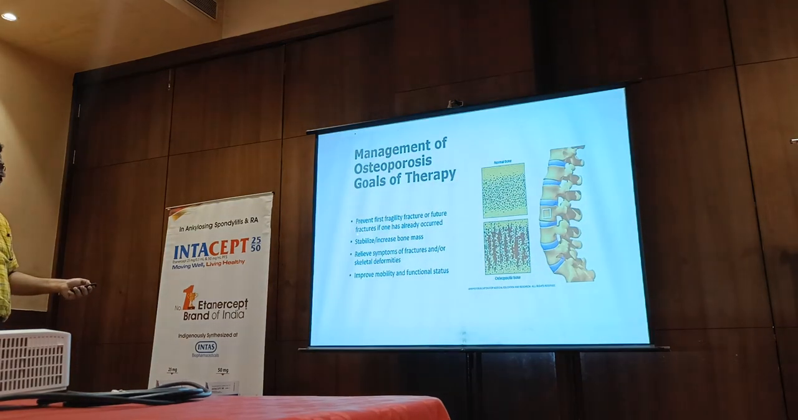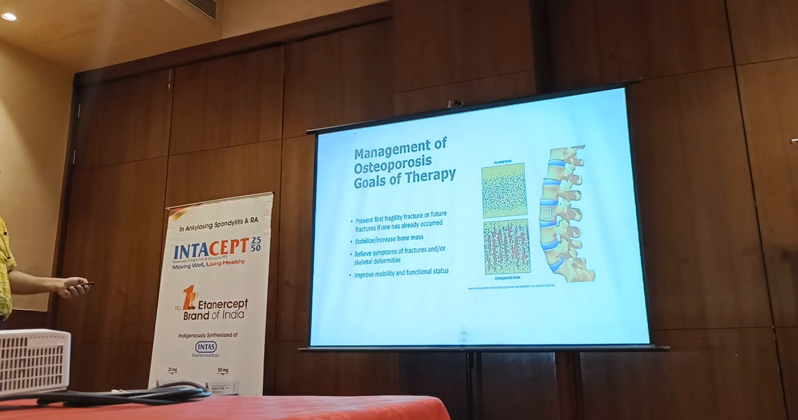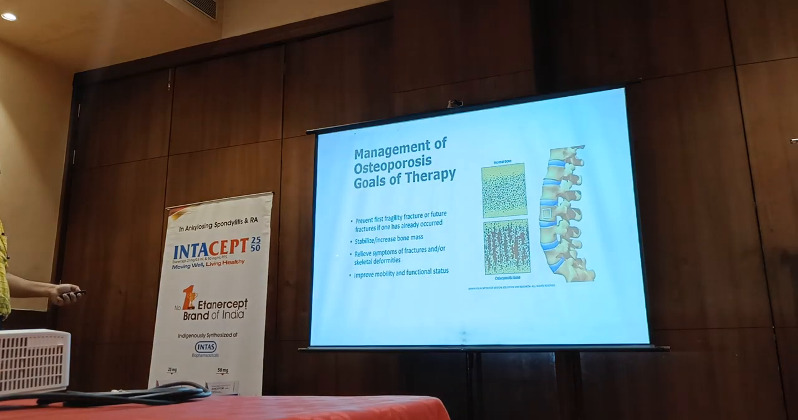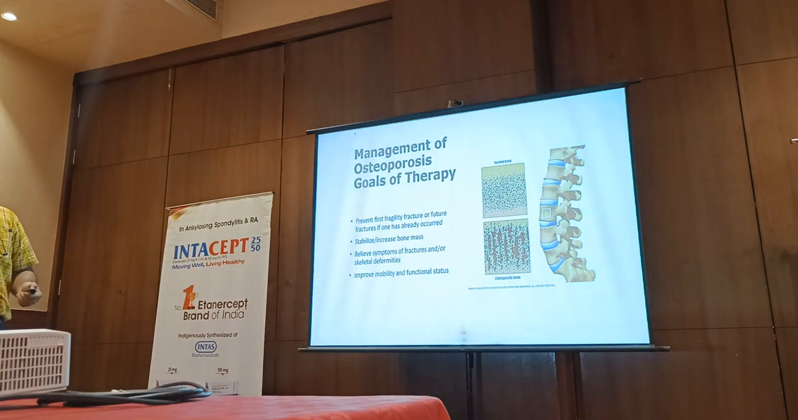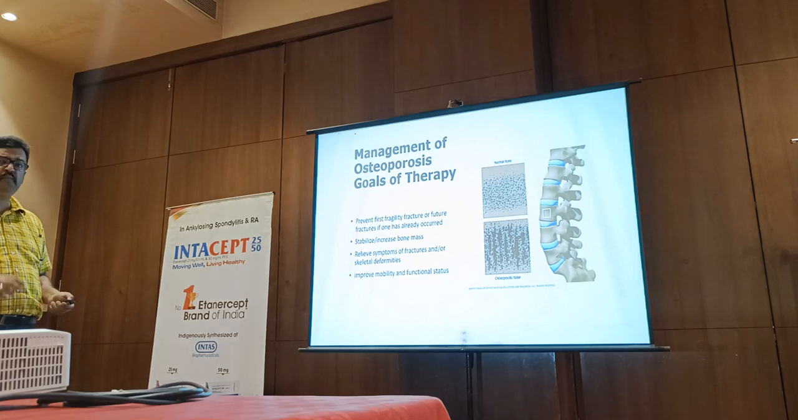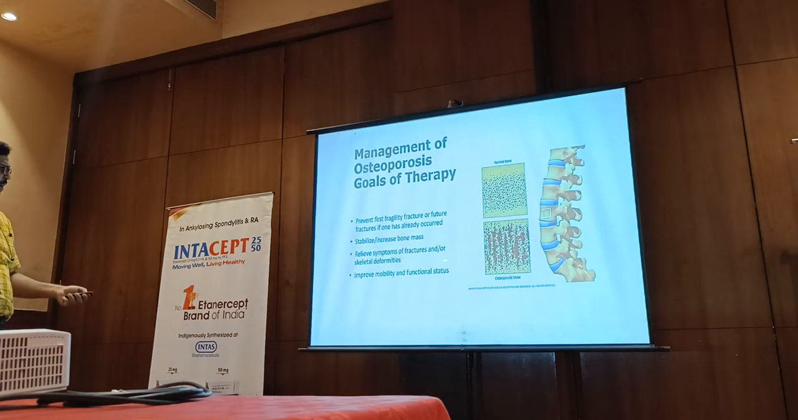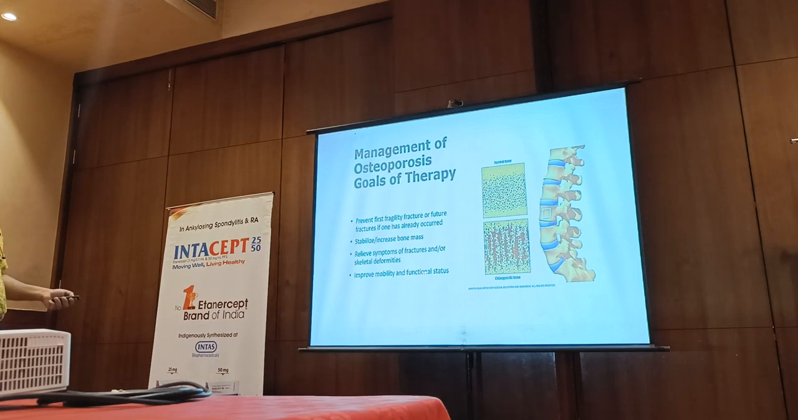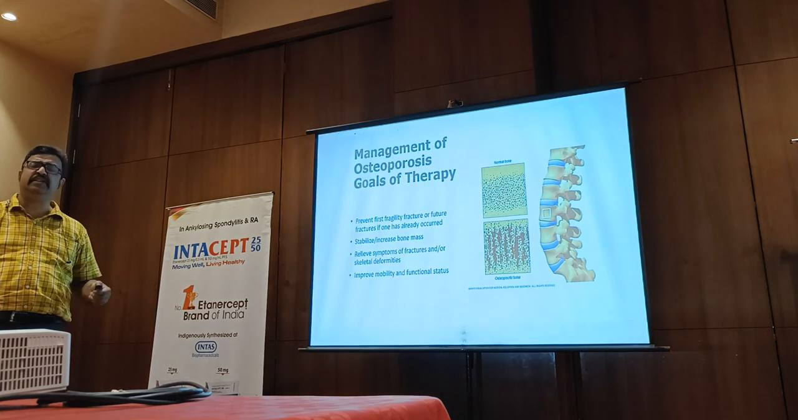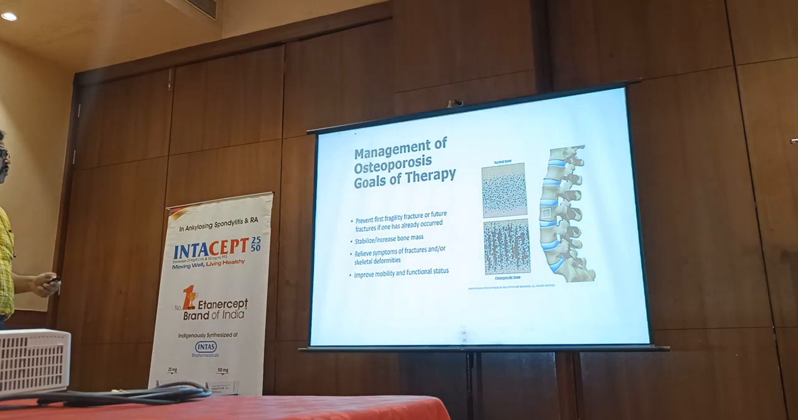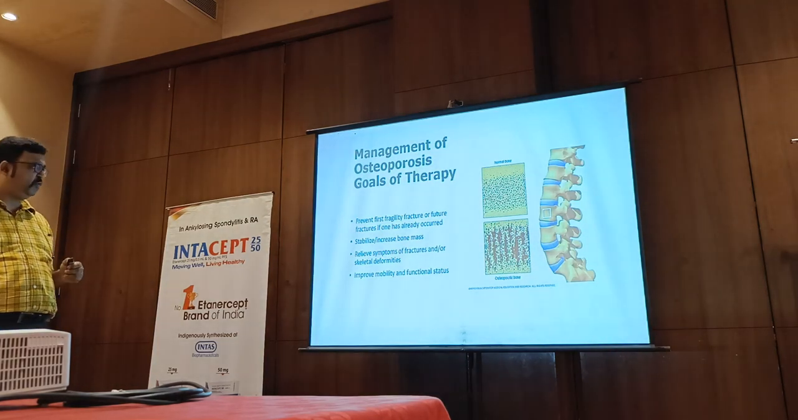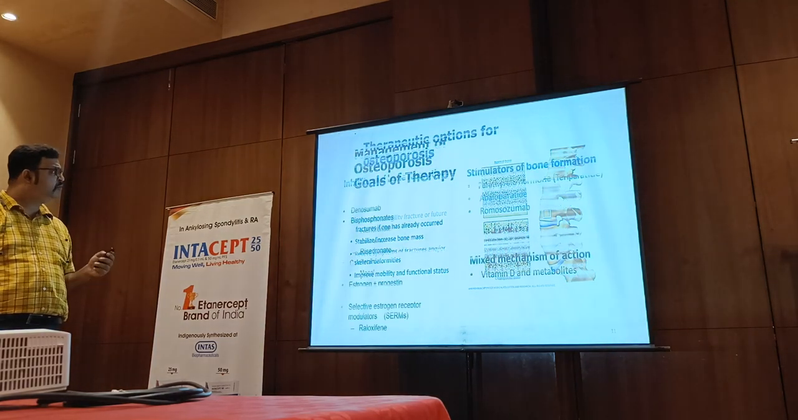So to prevent fragility fracture, we need to stabilize the bone mass. We need to relieve the symptoms. Osteoporosis causes bone pain. It's non-specific and generalized. So we need to prevent fracture as well as the symptoms, and we need to improve the patient's functional status and mobility. So these are the management goals of osteoporosis. Now let's go one by one.